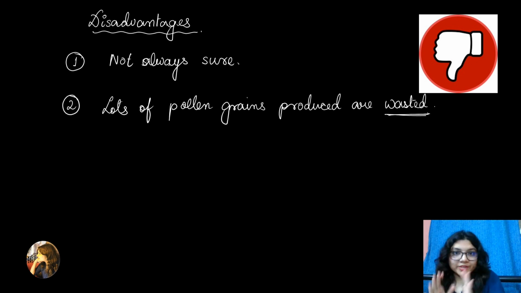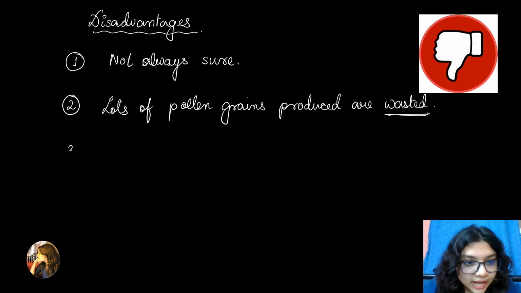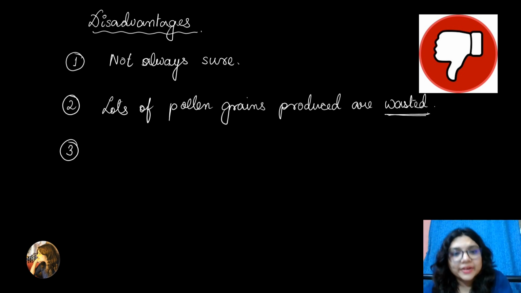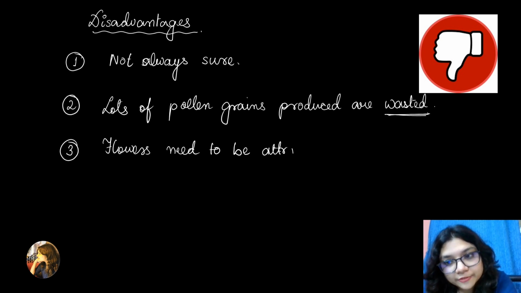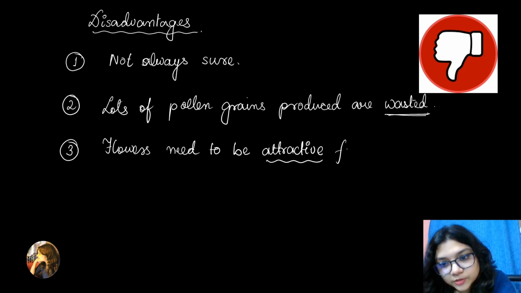So to cope with this condition, plants that are cross-pollinated always produce pollen grains in quite a bit greater numbers. And the third point, the disadvantage, is that flowers need to have a lot of extra characters. That is, they need to be very showy. So flowers need to be attractive for pollinators.